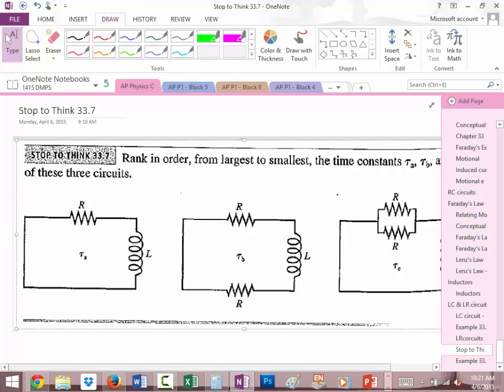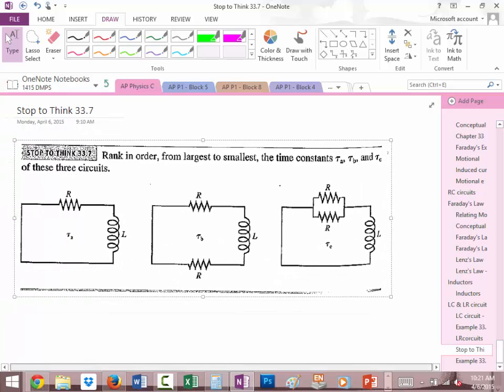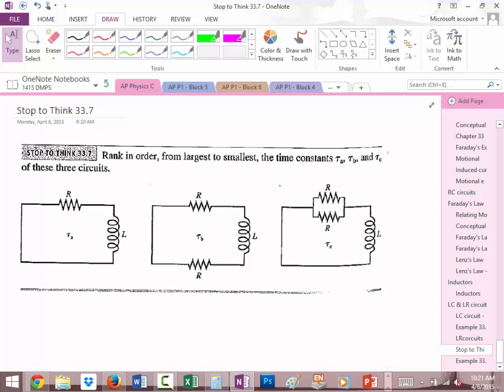Here's a little ranking for you to do. This is from your book. It's Stop to Think number 33.7. Rank in order from largest to smallest the time constants, tau A, tau B, and tau C, of the 3 circuits. Go. Take a look. Think about it yourself, and then we'll discuss.